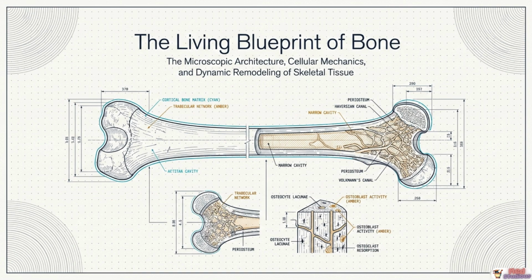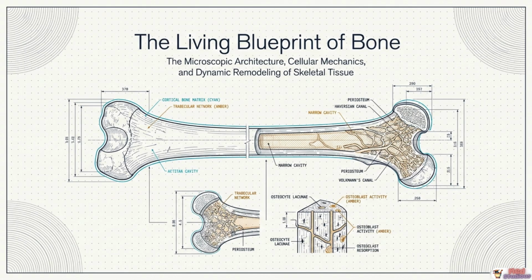Welcome back to Studious. Today we are going deeper into bone than you have ever gone before. This video is titled The Living Blueprint of Bone, and that title is deliberately chosen because bone is not the static, inert, chalk-white structure that a museum skeleton might suggest. It is one of the most dynamic, metabolically active, and architecturally sophisticated tissues in the entire human body.